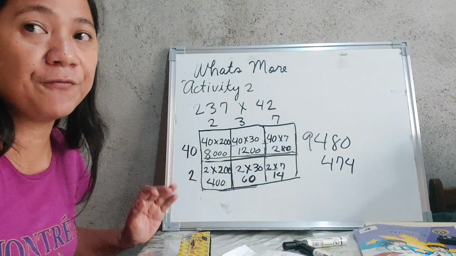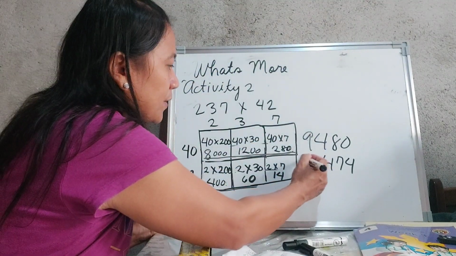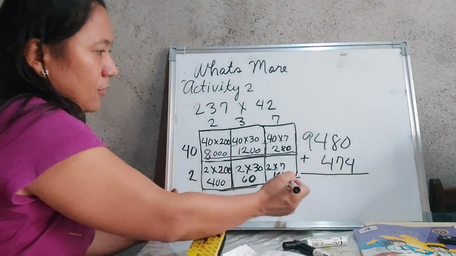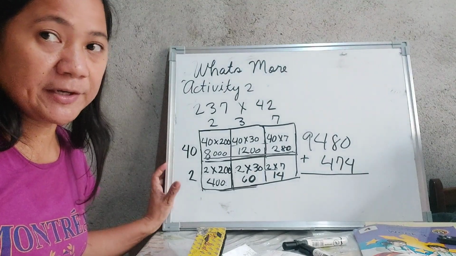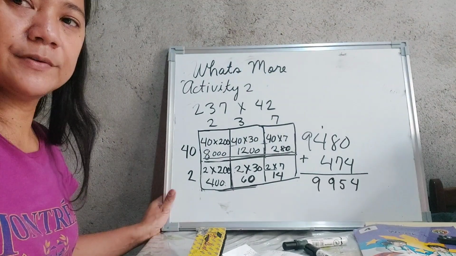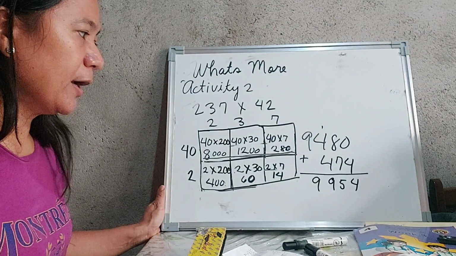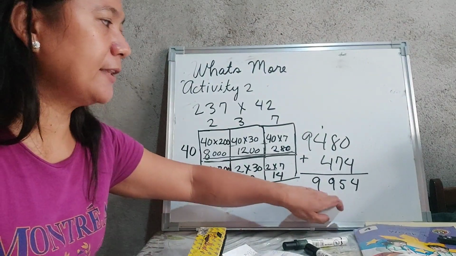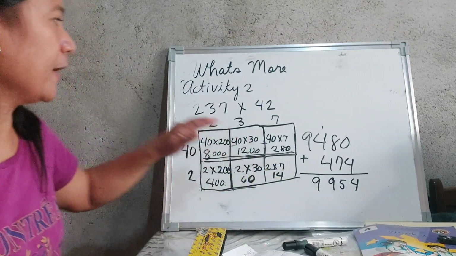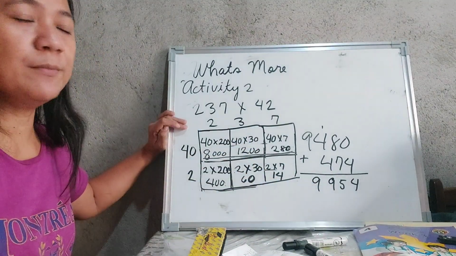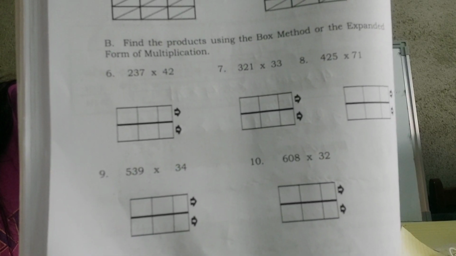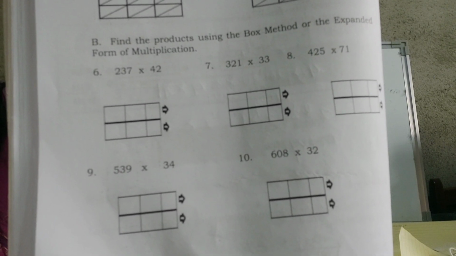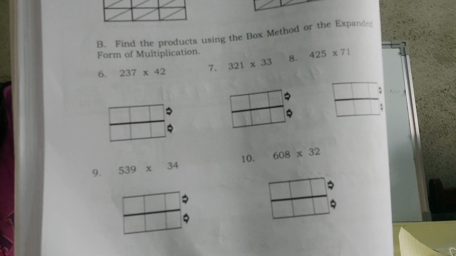So, how can we get the final product? All we have to do is to add these two numbers, the first partial and the second partial product. So, the final product is 9,954. That is the final product for 237 multiplied by 42. I think you can now proceed in answering those remaining problems. Number 6 is already done for you.